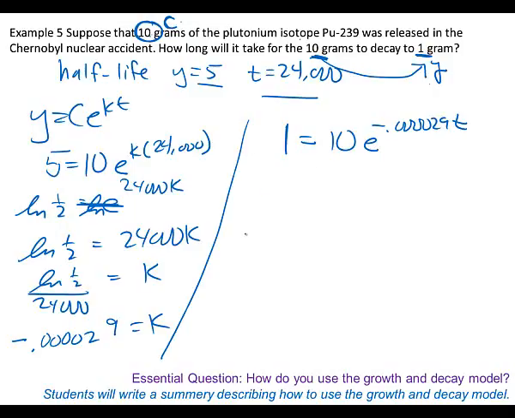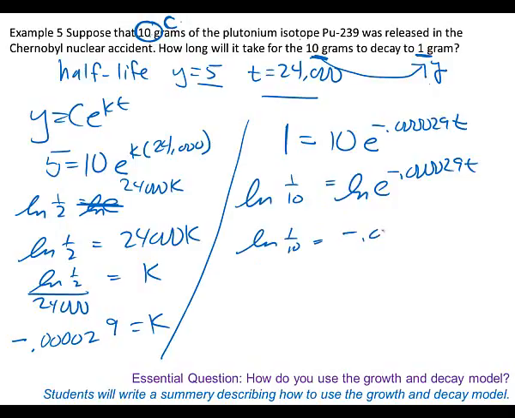Okay, how do I move the 10? Divide it. So I could do 1/10, I could do 0.1, your choice. e to the negative 0.00029 t. How do we undo the e? Natural log of both sides. Good. Equals negative 0.00029 t. And then how do I move the decimal number there? Divide it. So natural log of 1/10 divided by negative 0.00029.